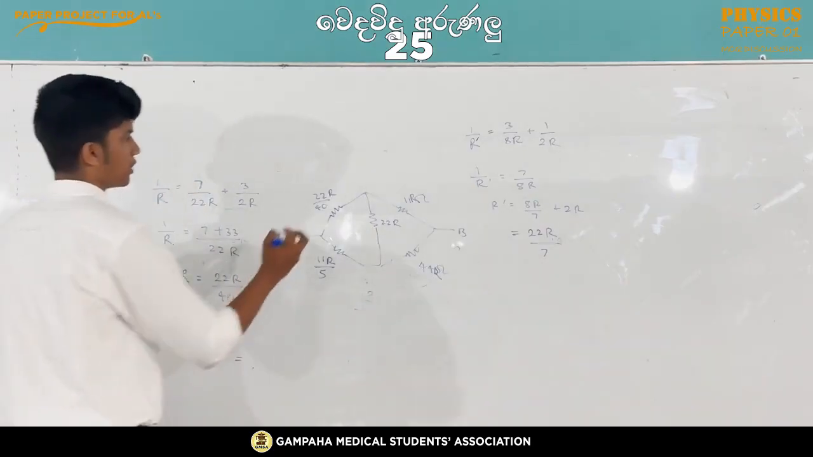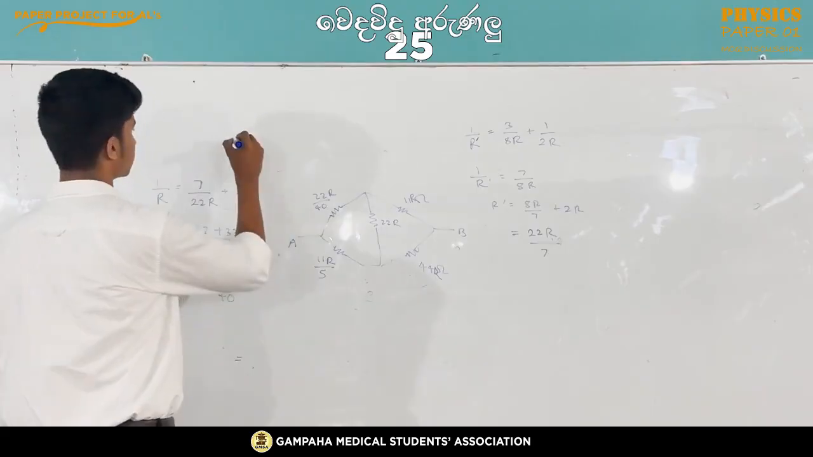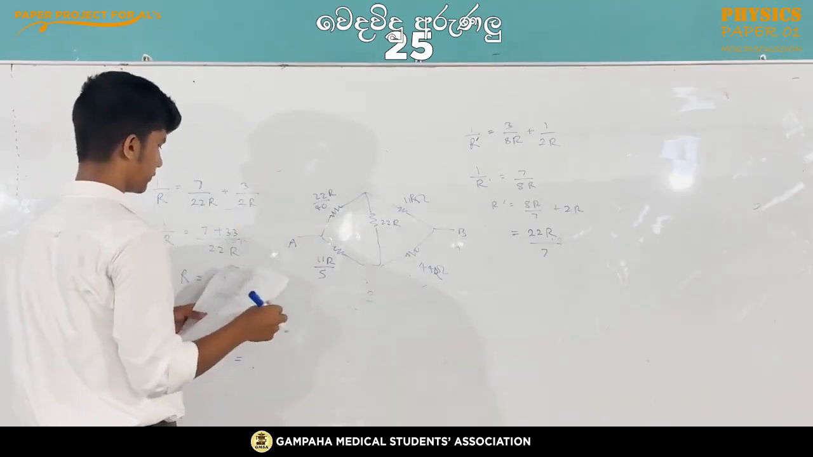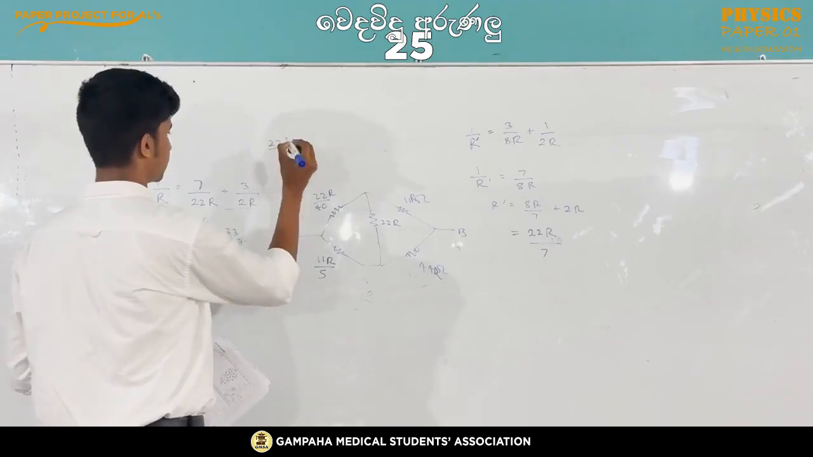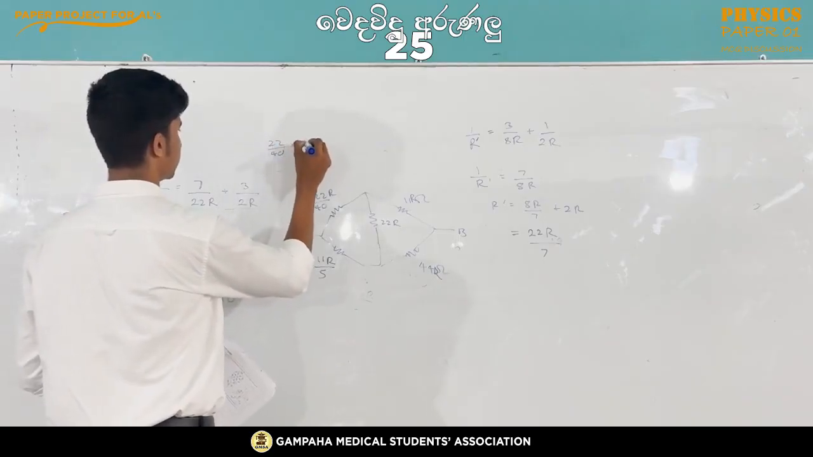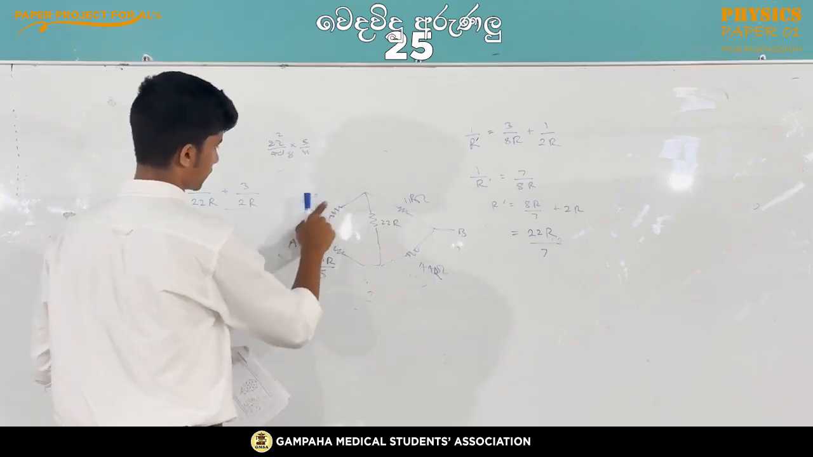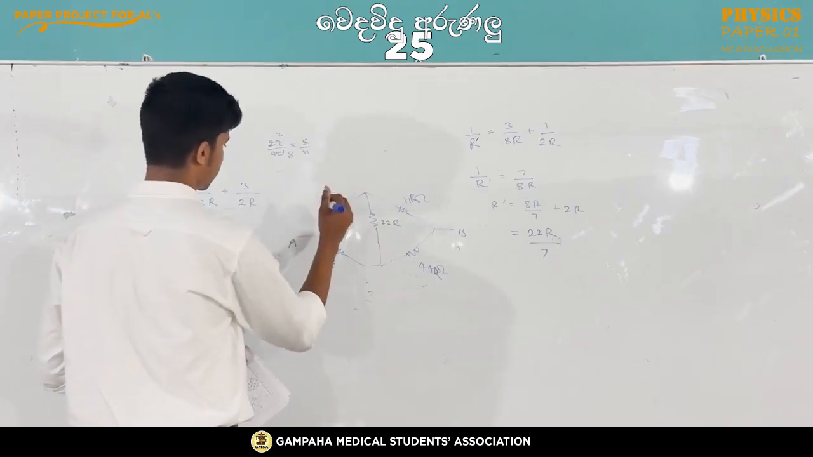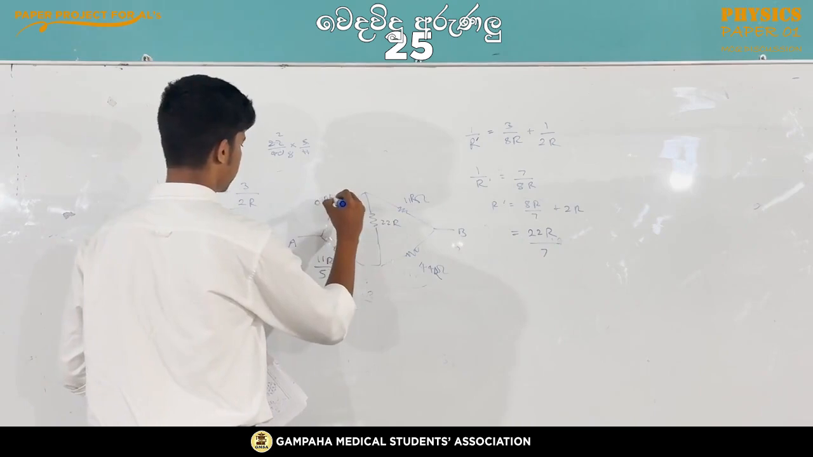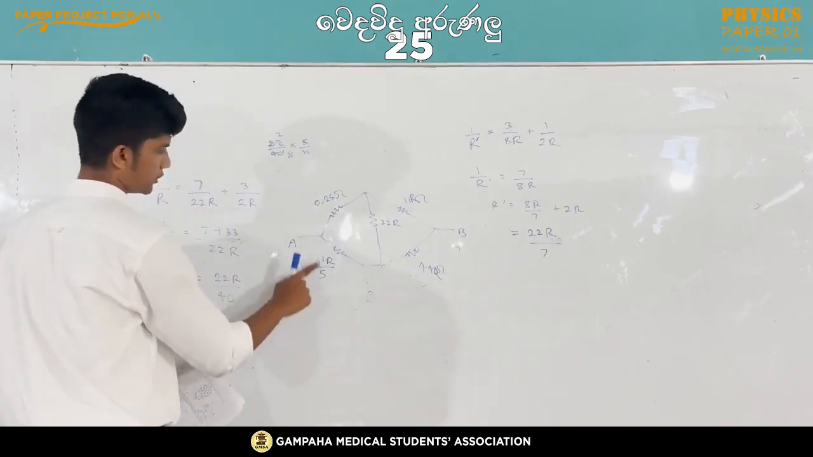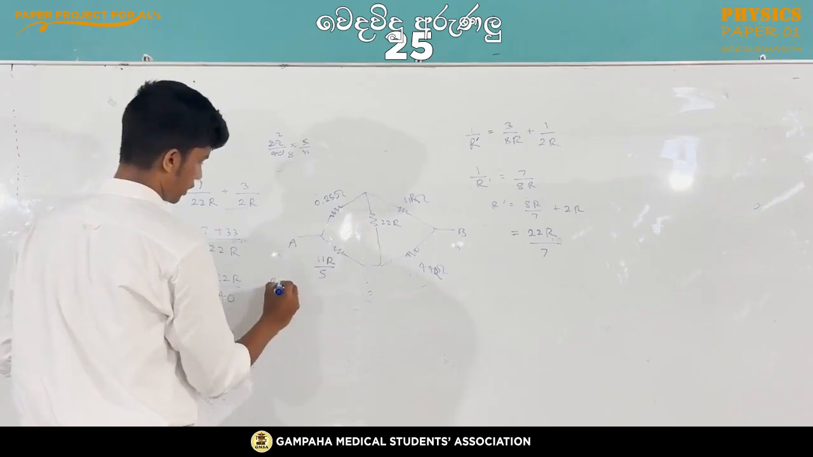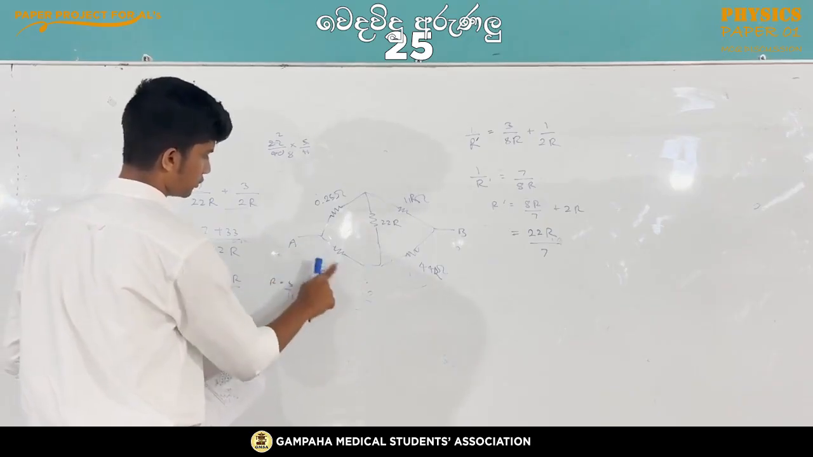Thereafter, we know that R is equal to 5 over 11, so we can multiply this by 5 over 11. You can clearly see that this is equal to 2 over 8. That means this is equal to 0.25 ohms. Here also we can see that R is equal to 5 over 11, so this is equal to 1 ohm.